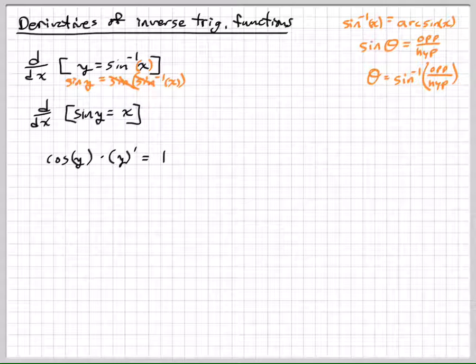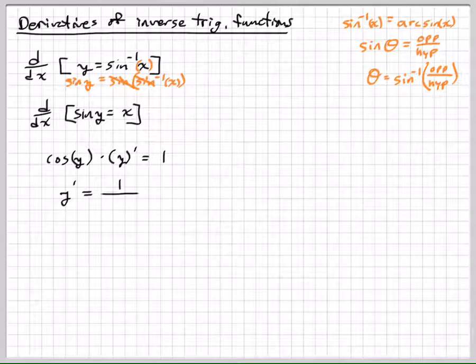Okay, it just says y prime, and I've also seen it written as dy over dx, which you guys know is the same thing. But I'm going to leave it as y prime for now because I think you guys like that better. So what does y prime equal? Y prime equals 1 over cosine of y.